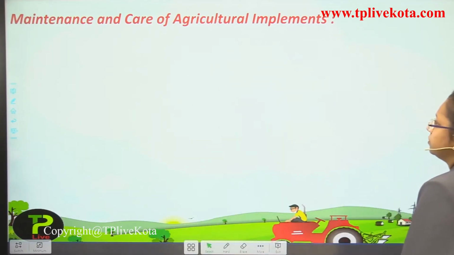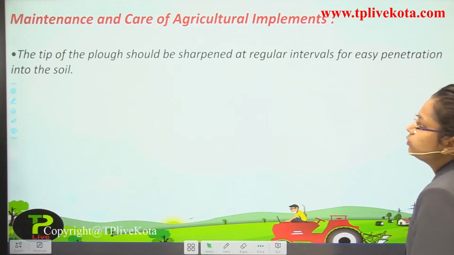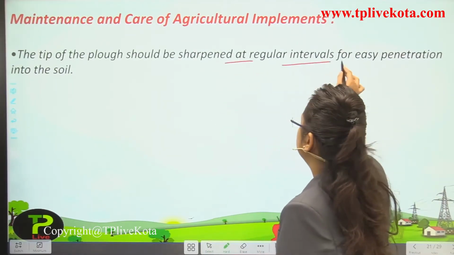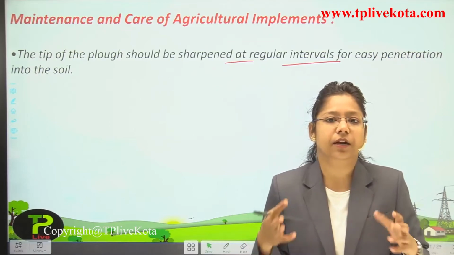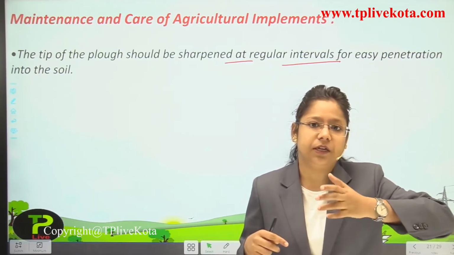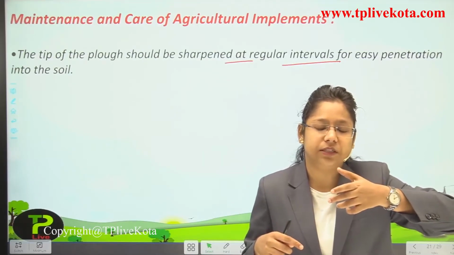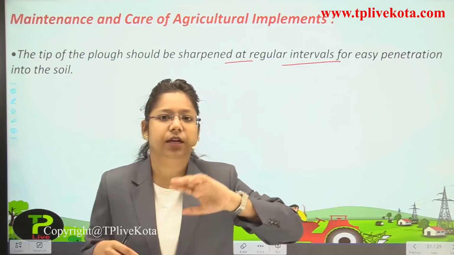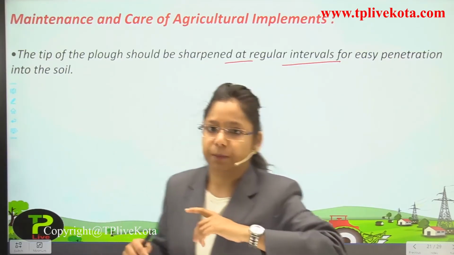to protect them from the insects. Okay, so first thing which they should do, the tip of plow should be sharpened at regular intervals. So farmers should sharpen the tip of plow, because if the plow is not sharpened, if the edges are not in a sharpened state, then what will happen, students? The digging of the field will not be in a proper way.